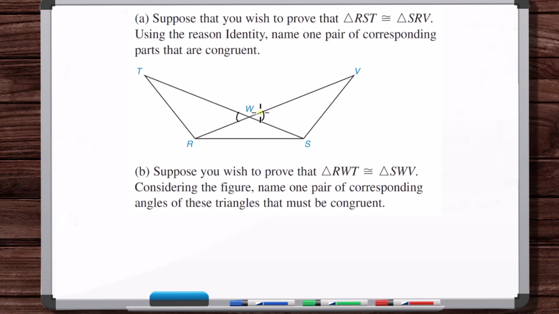We're saying those are congruent, and the reason we would give is because they're vertical angles. And for this case here, RS being congruent to RS, that's the identity reason. That's literally the same side length, right? This isn't the same angle. They're congruent, but it's not the same angle.